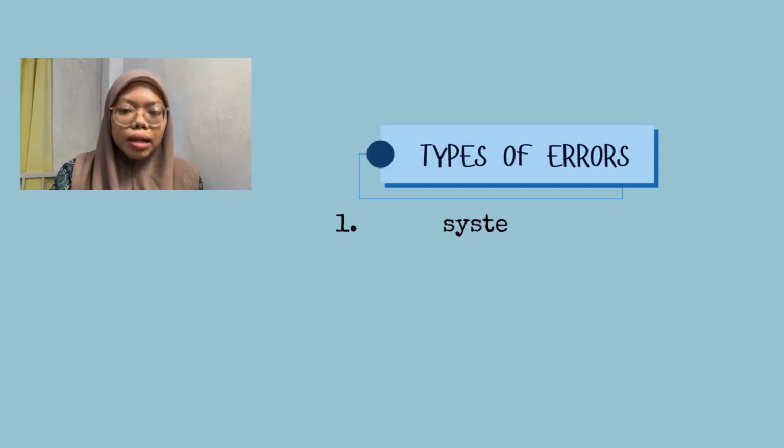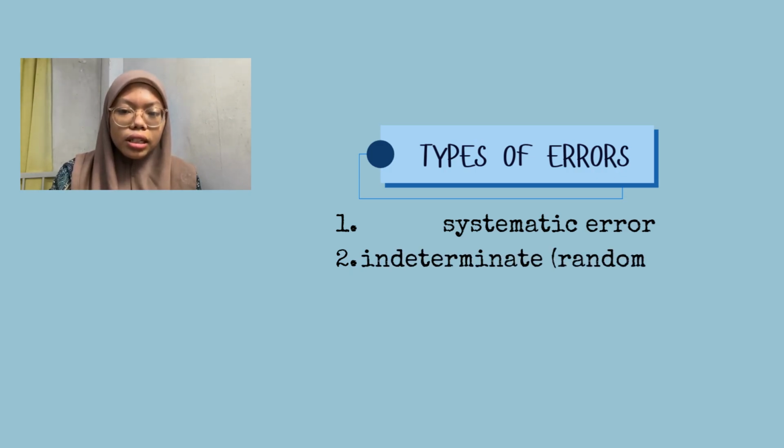I will present about the types of error in chemical analysis. There are three types, which are systematic error, indeterminate or random error, and gross error. Let's go through them one by one.